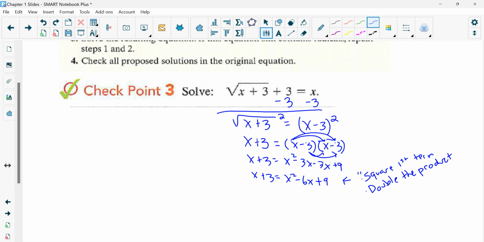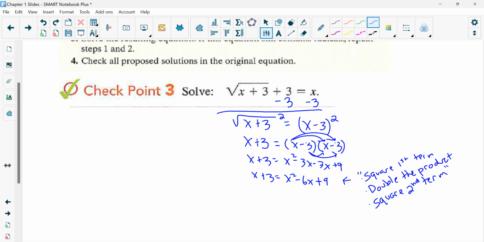So our product would be negative 3x. X times negative 3 is negative 3x. And then I double that, so that'd be negative 6x. And then you square the last term. So our second term is negative 3. Negative 3 squared is positive 9. So that is just a shortcut you can use to remember the binomial squared.